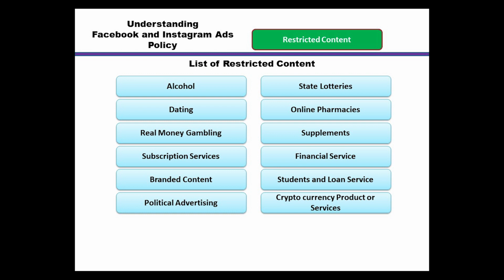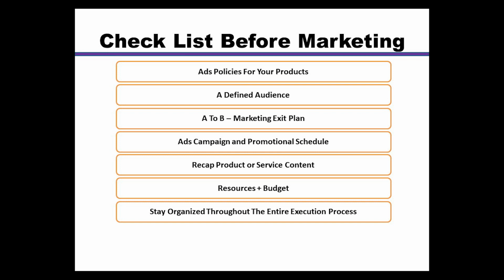I think there are 7 lists. I would suggest you follow this checklist. You might not have your own checklist, but if you do not have it, just follow this so that you do not have any kind of problem when you start marketing, and then have to spend days and days waiting for Facebook or Instagram to get your campaign approved.